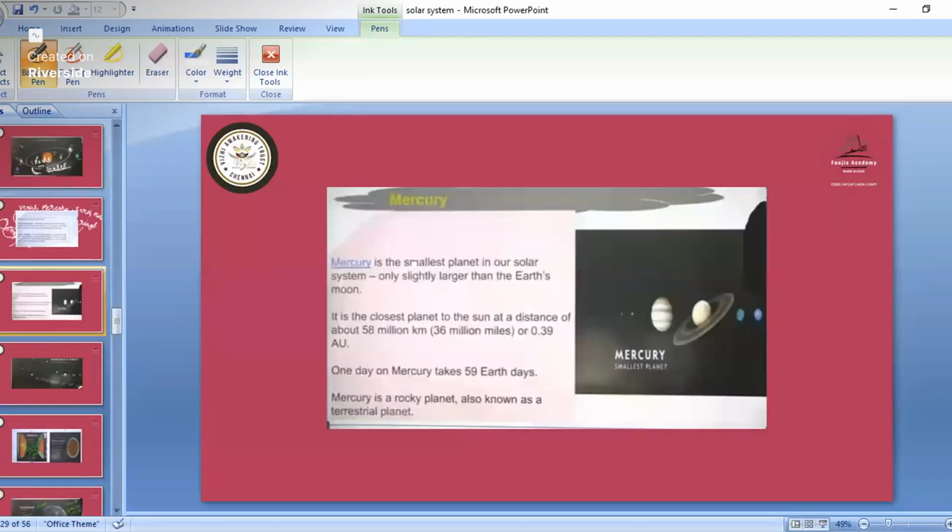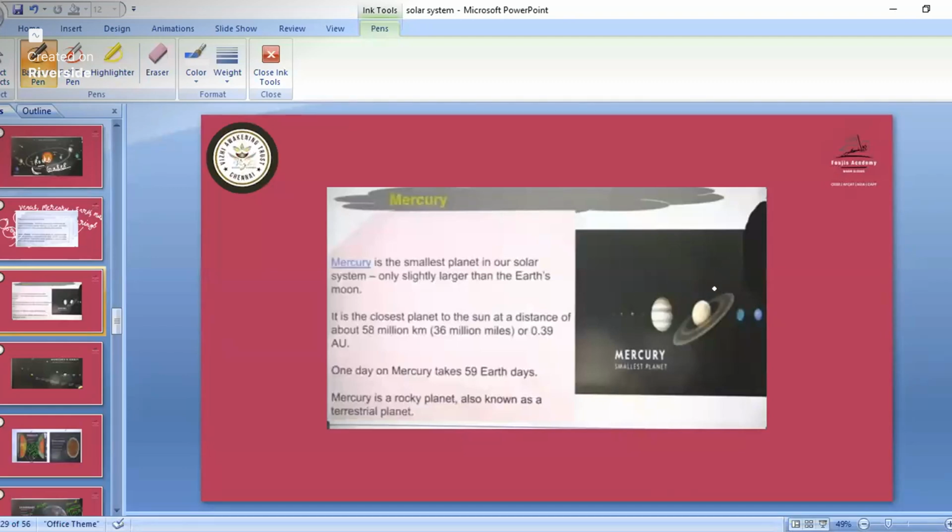Okay. So now the first planet we'll study is Mercury. Mercury is the smallest planet in our solar system, and it is nearest to the Sun. This planet is only slightly larger than the Earth's Moon. It is the closest planet to the Sun at a distance of 58 million kilometers, that is 0.39 astronomical units.